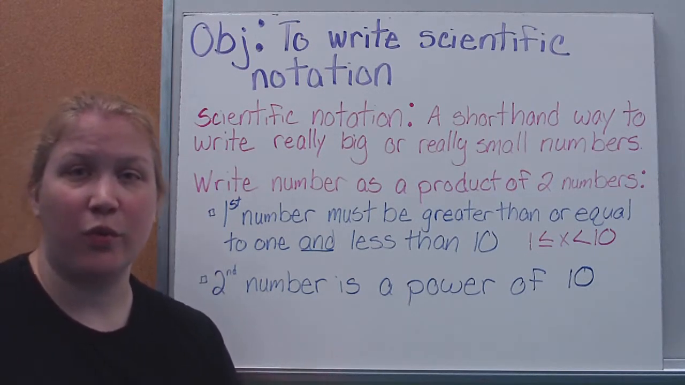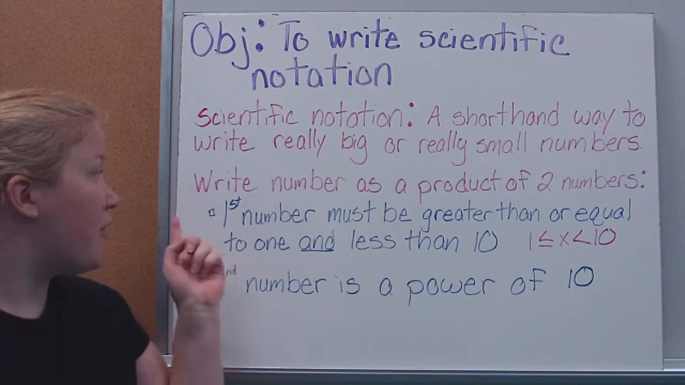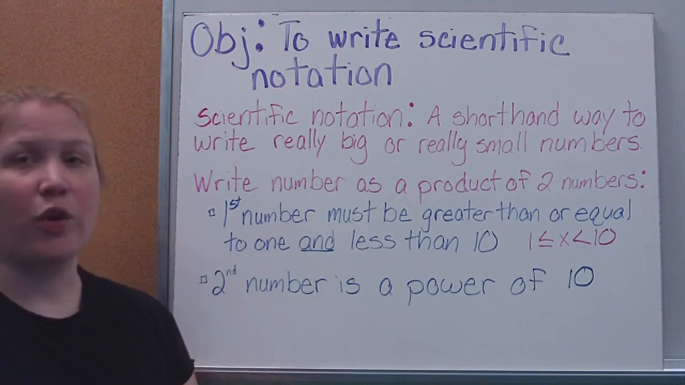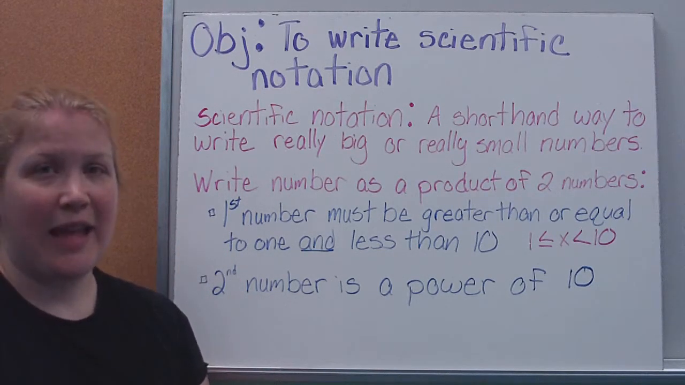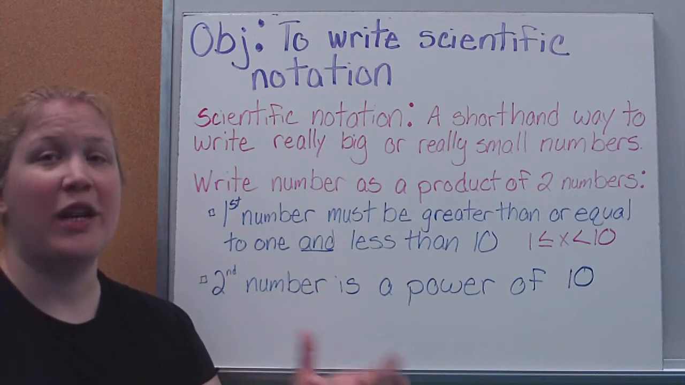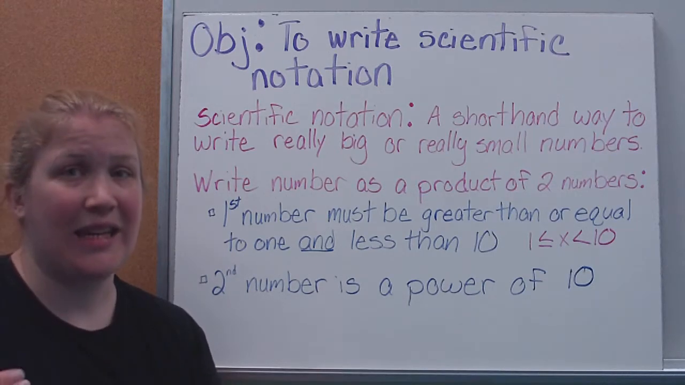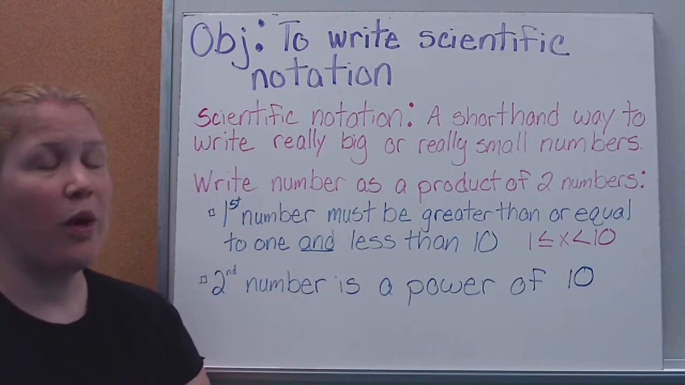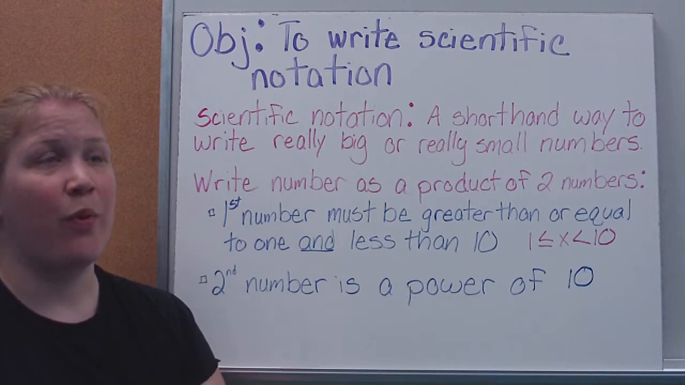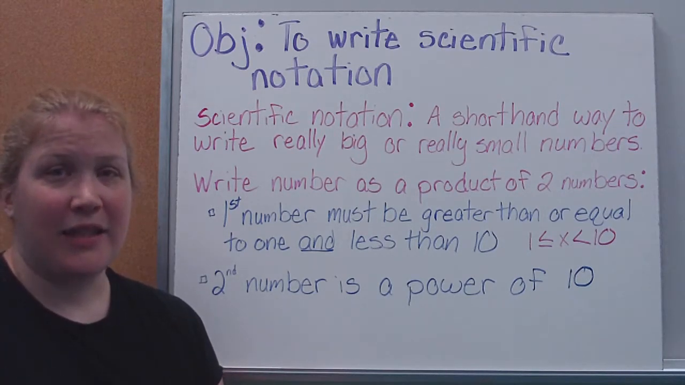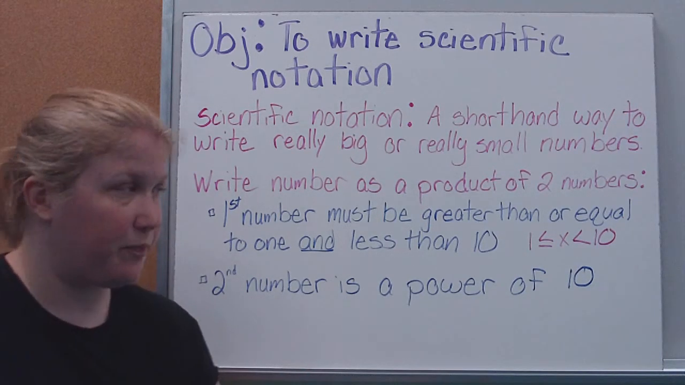And I'm going to tell you what the rules are for those two numbers. The first number has to be greater than or equal to 1, but less than 10. So there's a range of numbers it can be. It has to be 1 or more, but less than 10. So it can be anywhere from 1.001 to 9.9999. Less than 10, greater than or equal to 1.